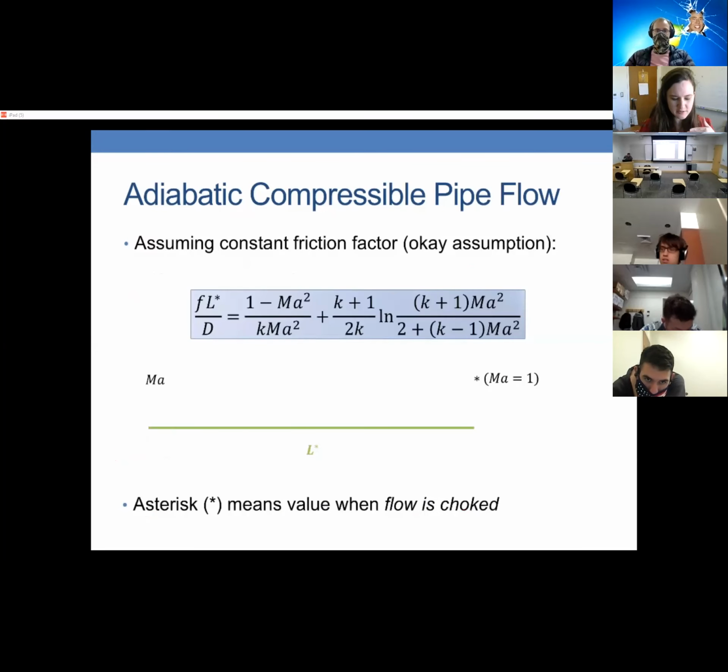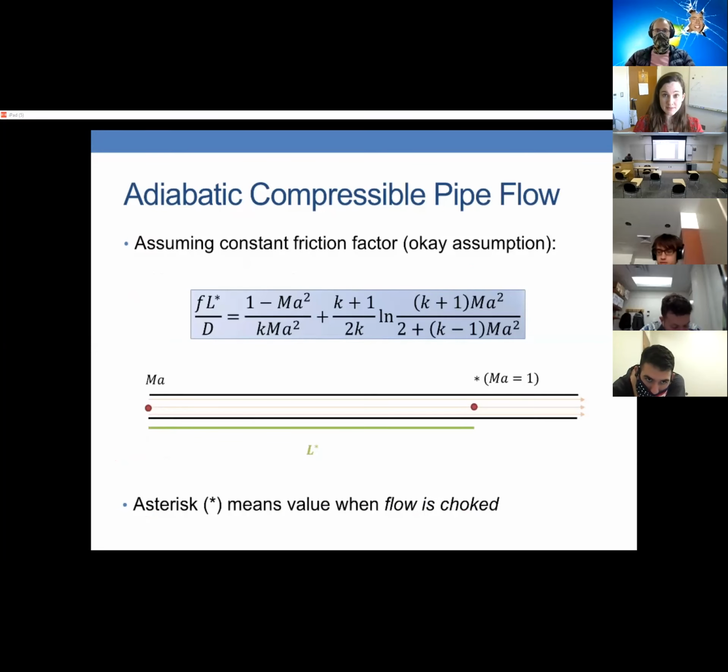Here are some equations we can use for this. This one right here, and if I were you, I wouldn't bother to write this down. This will be on the slides. You can just refer to this.